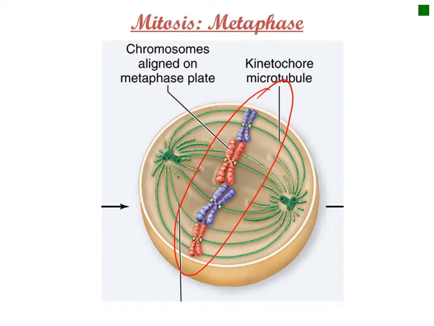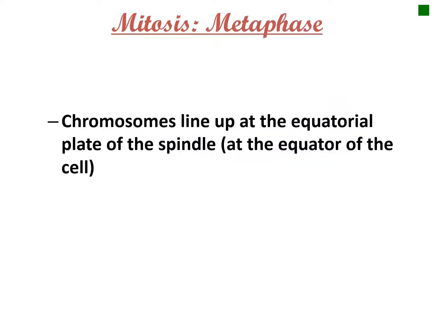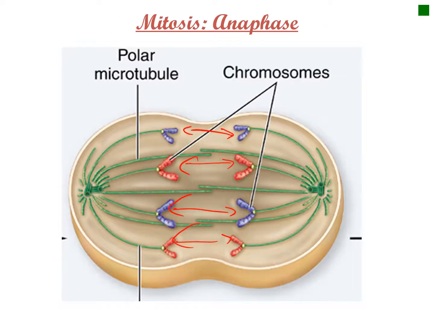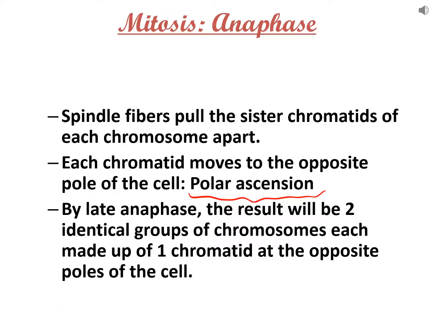Second, we have metaphase. In the metaphase, the chromosomes are in the middle of the cell. They form what's known as the equatorial plate. Anaphase: each chromosome is going to be separated to opposite poles of the cell, where sister chromatids move to opposite poles of the cell, as seen in this figure. This is called polar ascension. So sister chromatids are pulled by spindle fibers. Each chromatid moves to the opposite pole of the cell, forming what's known as the polar ascension.